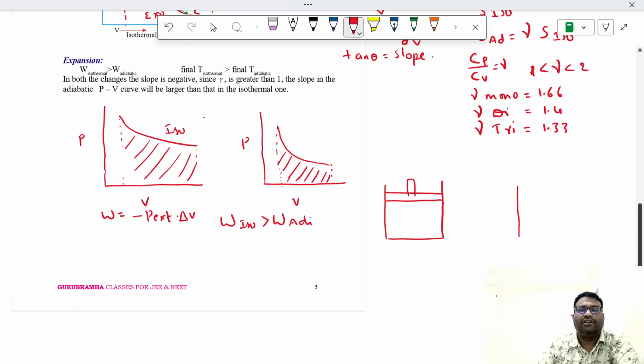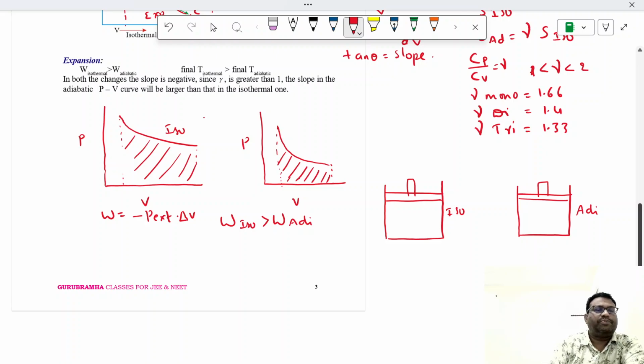And this is, let us take adiabatic. What is that? Adiabatic process. What is this process? Isothermal process. We are speaking about expansion here. Expansion work is done by the system. Work is negative. Here in the isothermal process, the wall is a diathermic wall.